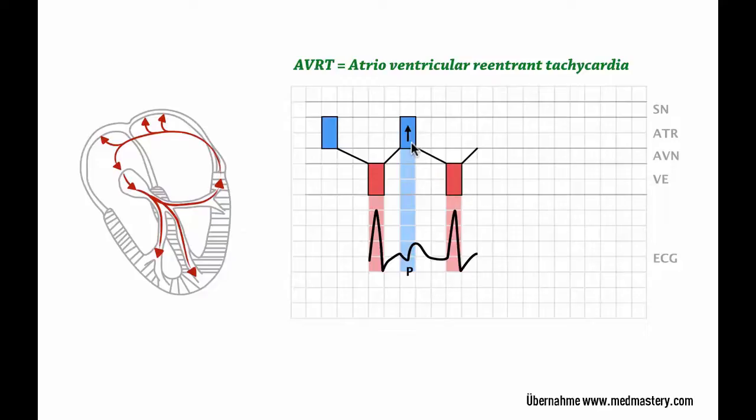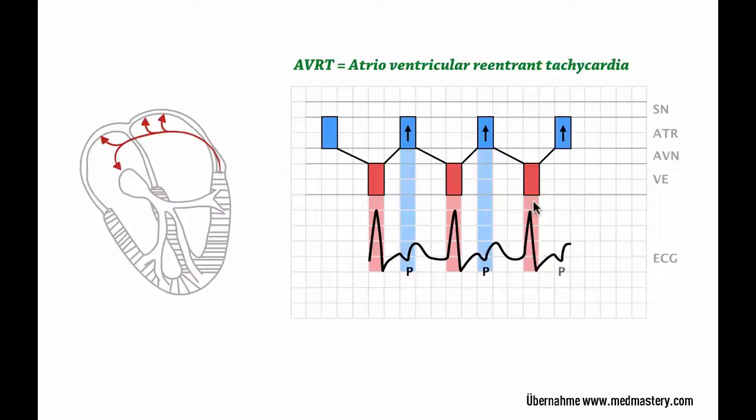Then the impulse reaches the ventricles again, causes a QRS complex, travels back up into the atria, causing a retrograde P, traveling down to the ventricles again, and so forth. Now you see why it's so important to look if the P waves come before or after the QRS complex, and if the P waves are positive or negative in leads 1 and 2.